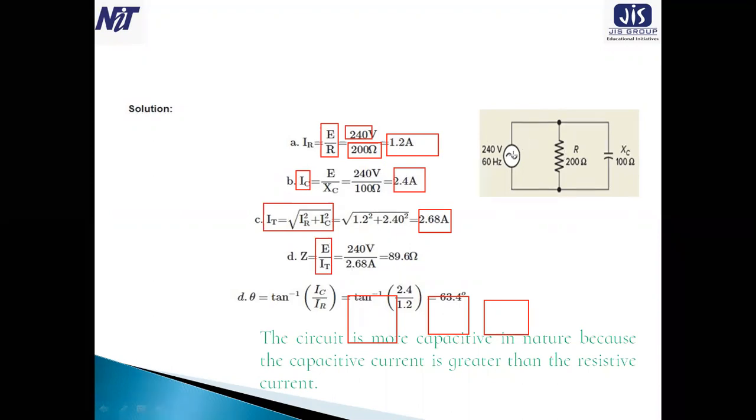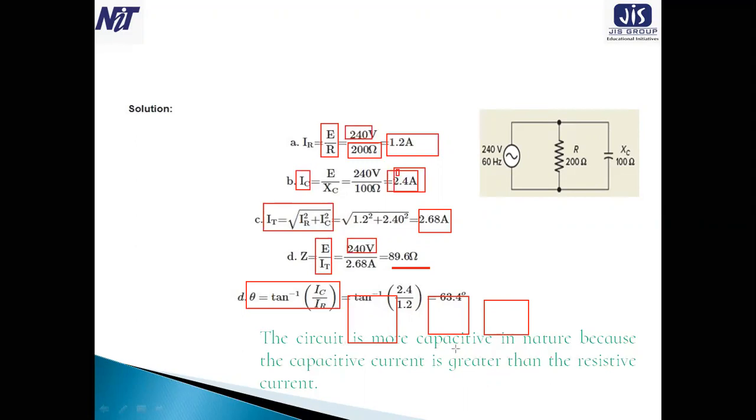Z equals E divided by IT, the source voltage divided by the total current. So 240 by 2.68, so it is 89.6 ohms. Theta equals tan inverse IC by IR. From the phasor diagram we also know this: IC is the height and IR is the base. So theta equals tan inverse, and putting in the values we get 63.4 degrees.